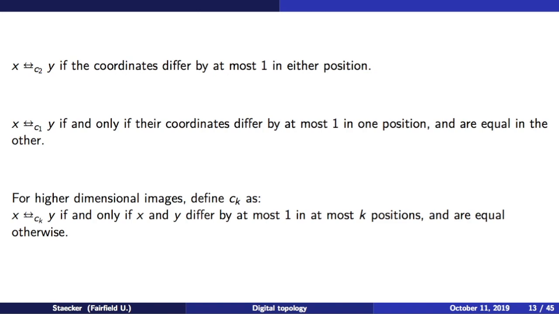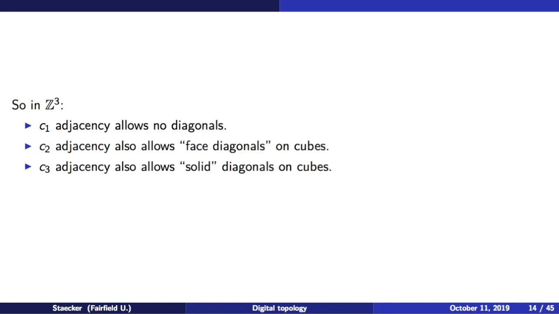And then you can do these in higher dimensions, not only 2. You can define Ck to mean they differ by 1 in at most k positions, and they are equal in the other ones. So in Z3, you get 3 different ones: C1, C2, and C3. C1 has no diagonal. C2 allows face diagonals on cubes. So on a 3-dimensional cube, you can go diagonally across one of the faces. That's allowed for C2. And then C3 also has a diagonal which goes across the middle of the cube. So that's what these look like in Z3. And in higher dimensions, you have the same idea.